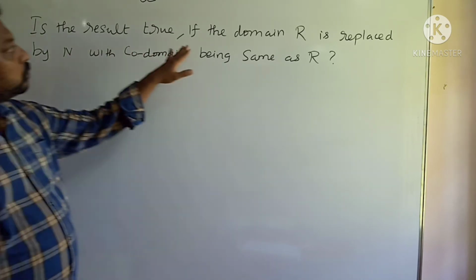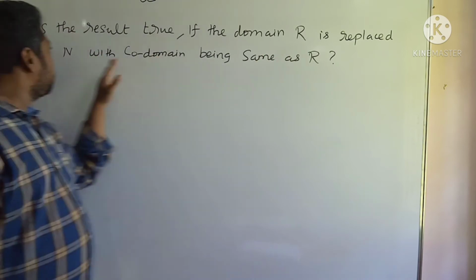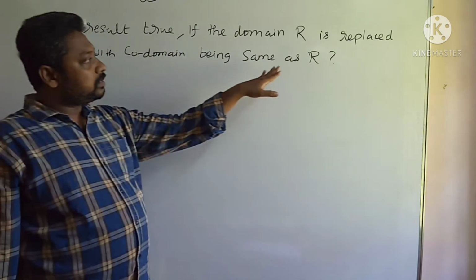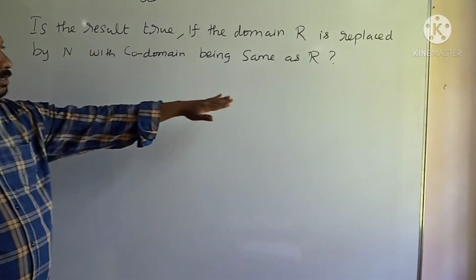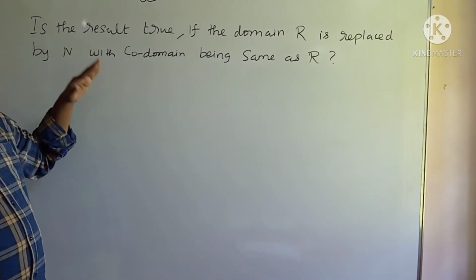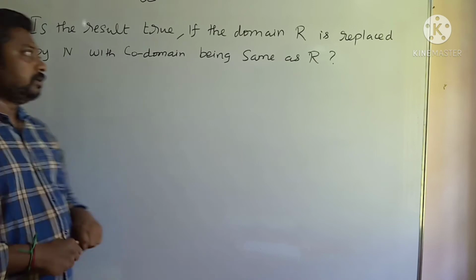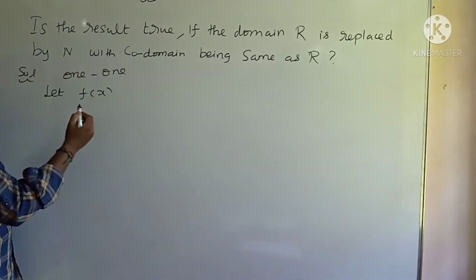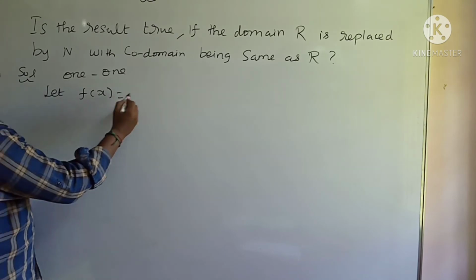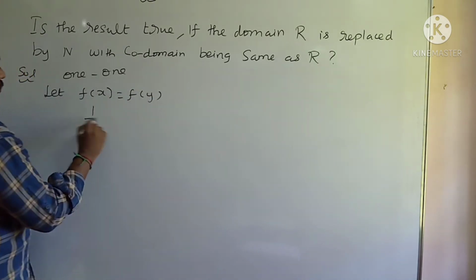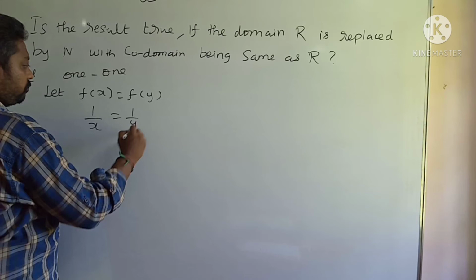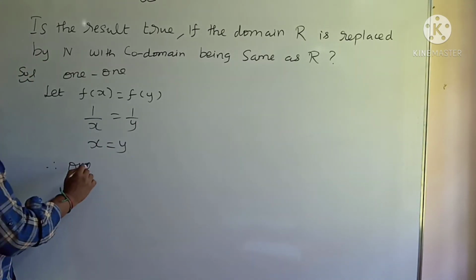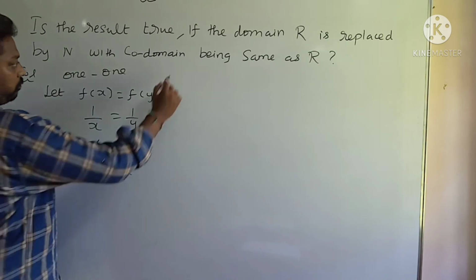Is the result true if the domain R is replaced by N, that is natural numbers, with the codomain being the same as R? So the codomain is not changed, but the domain is changed from R to natural numbers. Fine. So now let us check for one-to-one. Let f of x equals f of y. So 1 by x equals 1 by y. So x equals y. Therefore this is one-to-one.